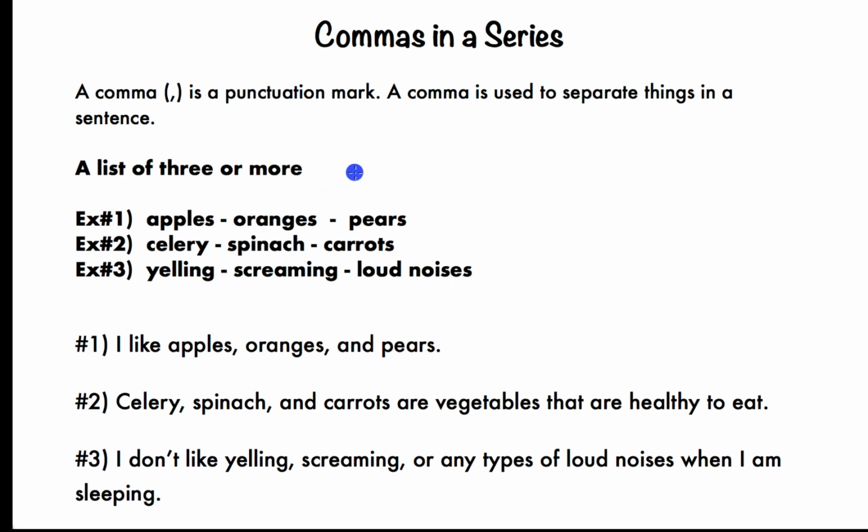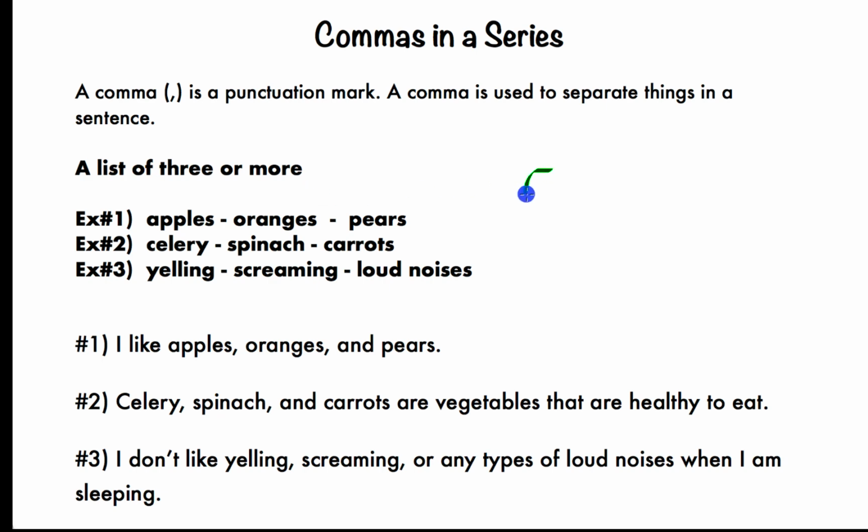So that is another important piece of information that you need to understand. When you have a list of items or things, you use commas to separate that list when you have 3 or more items. You don't use a comma when you have 2. But you need to start using commas when you have 3 or more items that are listed.